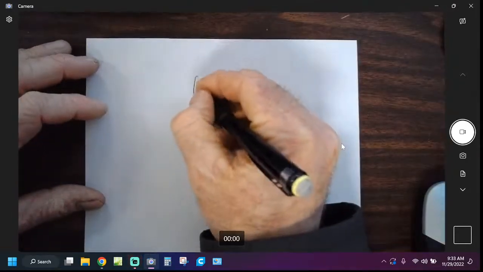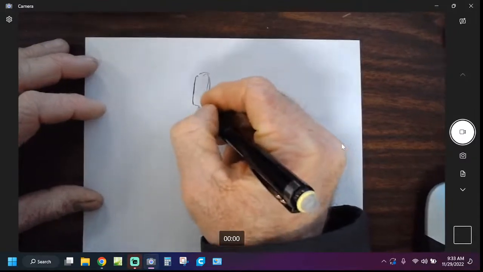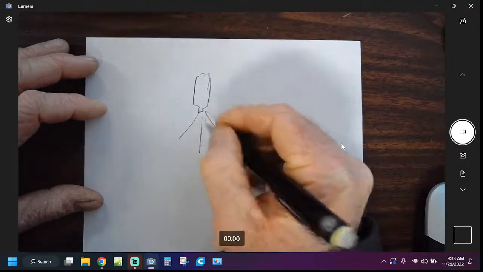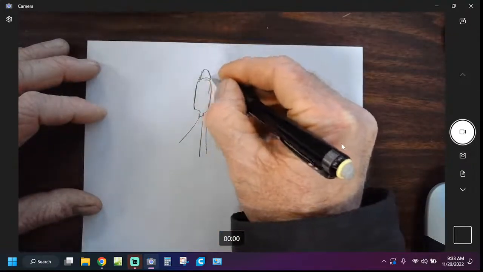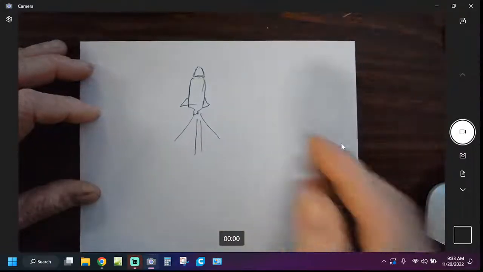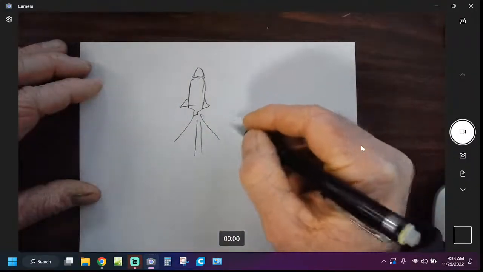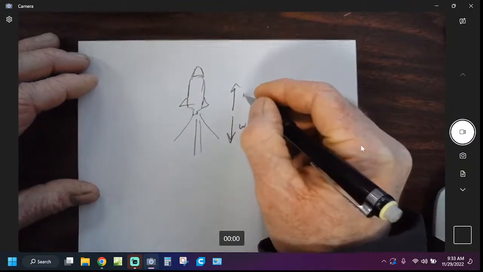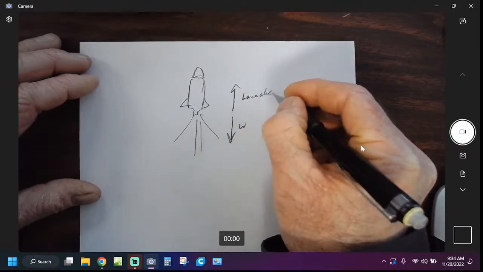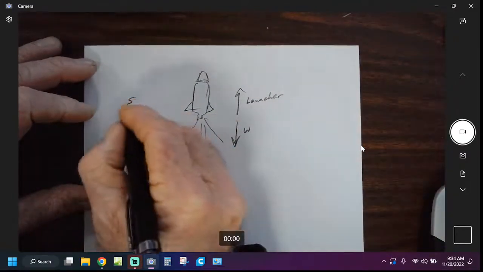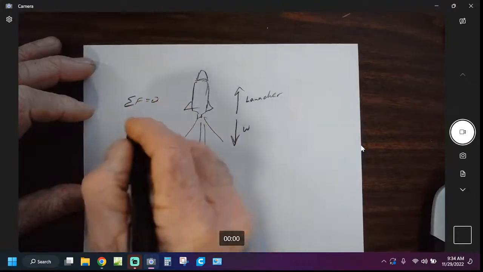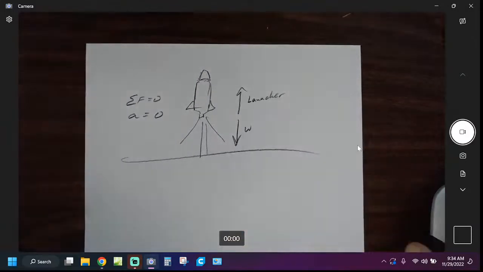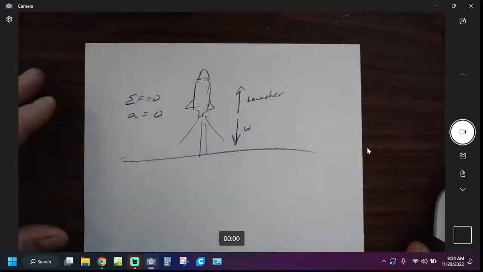For the very first one, I'm pretty sure I had a slide in there showing you this. This was the one where it's on the launcher, and I'm just going to make the rockets look simpler in the future. You needed to show the forces that were acting on it. There's weight, and there's the normal force, but I'm just going to say the launcher. And those are equal. So the net force is 0, and the acceleration is 0. So this would be for the pre-launch, before it's launched. Those are all the things you had to have on that.